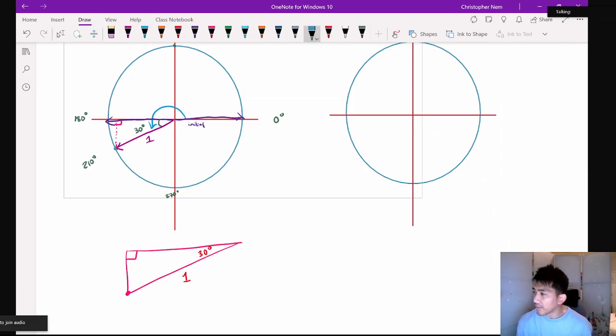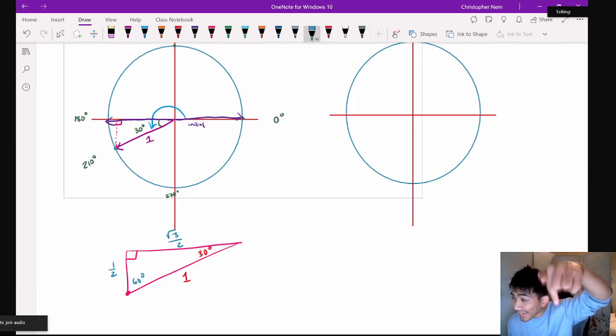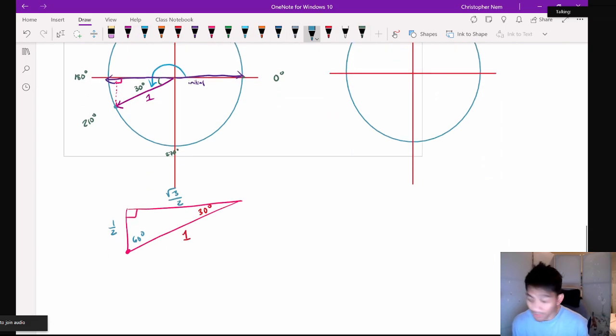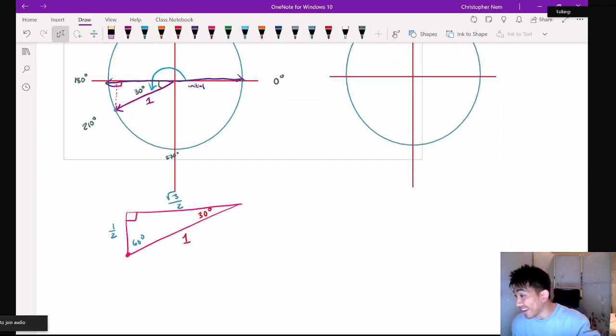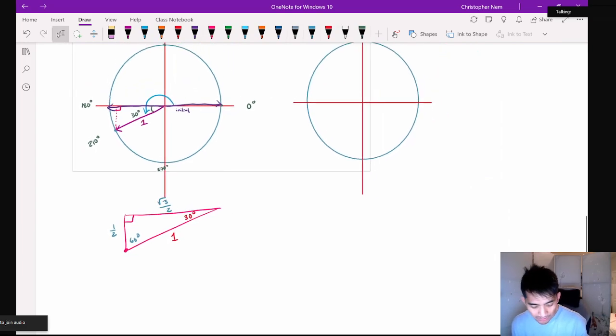Well, opposite of the 30 is half of the hypotenuse, so this is 1/2 here. And then adjacent, or opposite of the 60 degrees, is going to be square root 3 times 1/2, so square root 3 over 2, which is nice. Now, from the center of the circle, we do have to account for a few things. Even though I say these are the side measurements, technically I went to the left and I went down. That's going to play a role. Instead of going up and right, I went left and down.